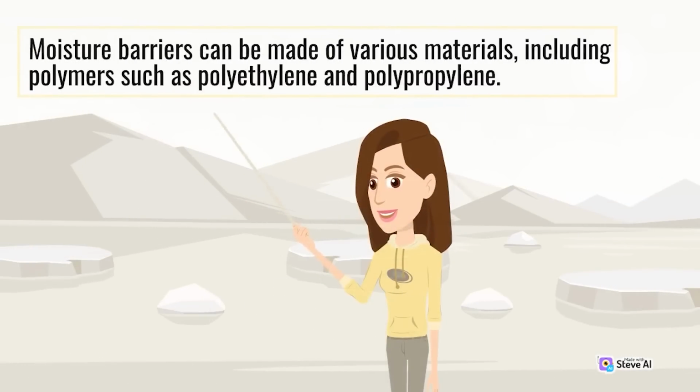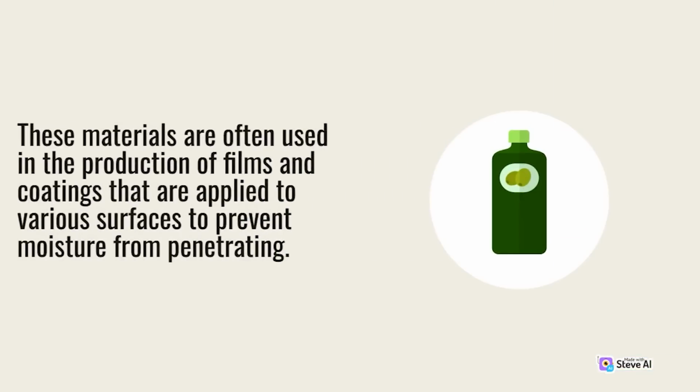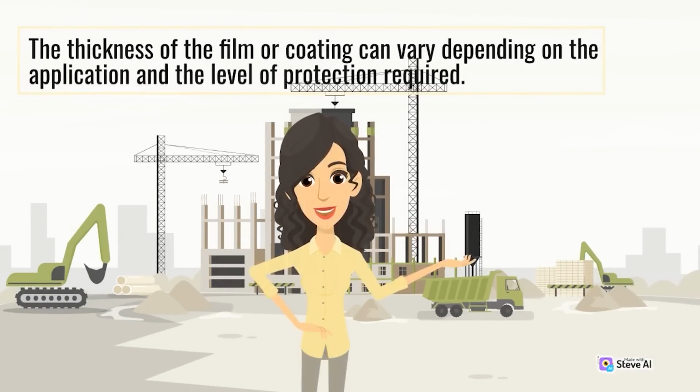Moisture barriers can be made of various materials, including polymers such as polyethylene and polypropylene. These materials are often used in the production of films and coatings that are applied to various surfaces to prevent moisture from penetrating. The thickness of the film or coating can vary depending on the application and the level of protection required.